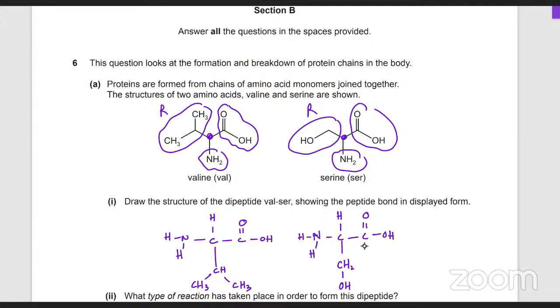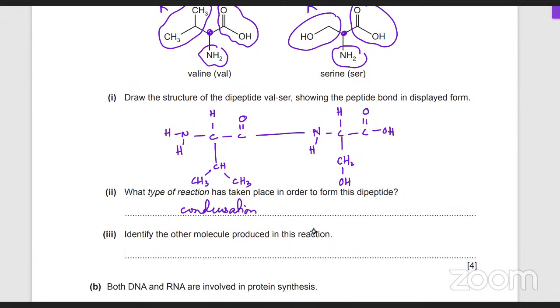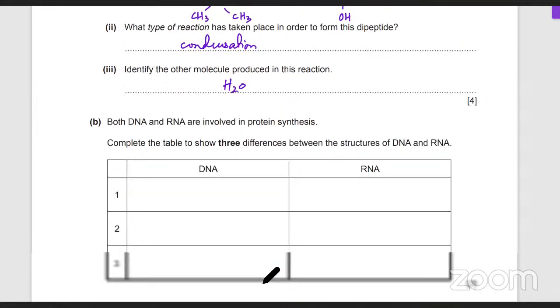So how would a dipeptide get formed? The OH and H are going to undergo a condensation reaction, and they will link up. ये दोनों आपस में link up हो गए. That's your dipeptide. What type of reaction has taken place? Condensation. Identify the other molecule that's produced. That's water. Water is always produced.